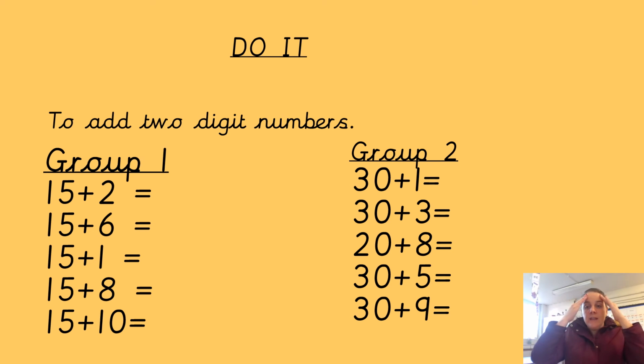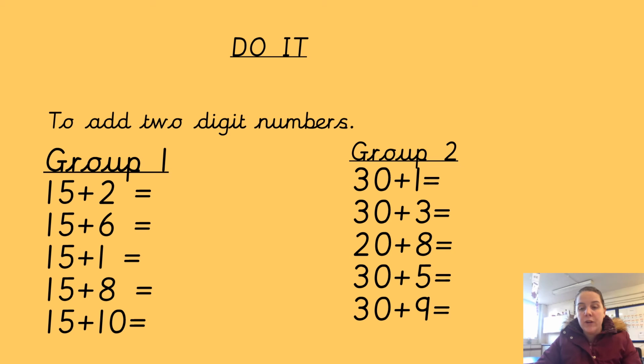So we put 15 in our head and we hold up 2 fingers. So 15, 16, 17. So 15 add 2 equals 17. Then we're going to do the same with group 2, which is 30 add 1 equals. So I'm going to put 30 in my head and hold 1 finger up. Then I'm going to go 30, 31. So 30 add 1 equals 31.